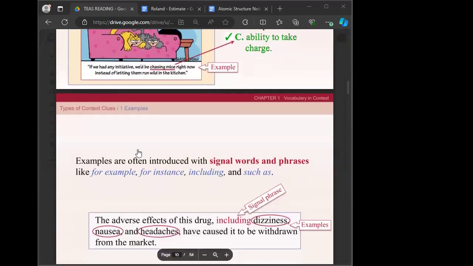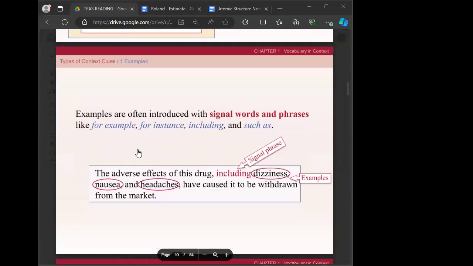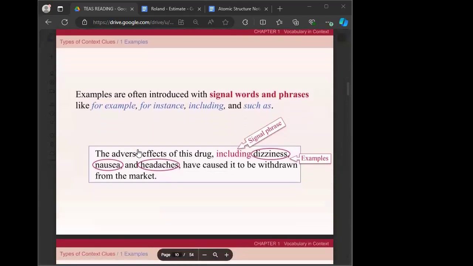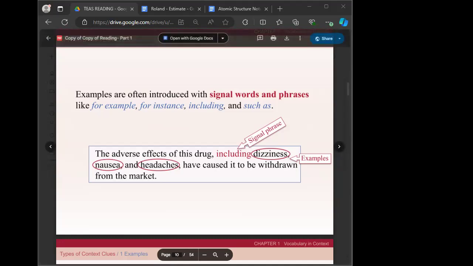Okay, now, sometimes there are hints that there's an example of the unknown word. So words like for example, for instance, including, and such as are clues that there's an example of the unknown word in the passage.